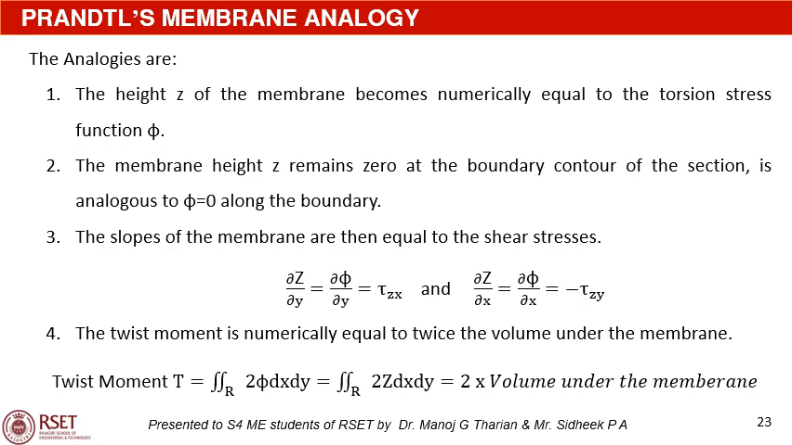The twist moment T is given by double integral over the region R 2 into phi into dx into dy. Since phi is analogous to Z, we get T is equal to double integral over the region R 2 into Z into dx into dy, which is equal to twice the volume under the membrane. The above four analogies between the membrane and the non-circular shaft are called Prandtl's membrane analogy for the non-circular shaft subjected to a torque T.